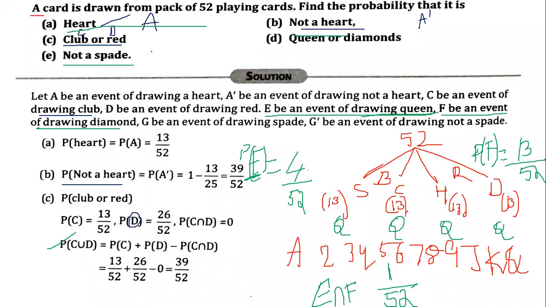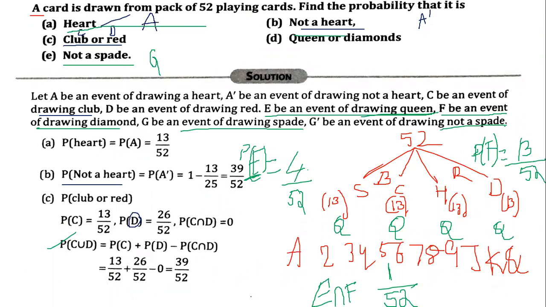So your next event, event G, will be the event of drawing a spade, and event G dash will be the event of not drawing a spade. So whenever they ask me to pick a card, what is the guarantee that it is not a spade card?